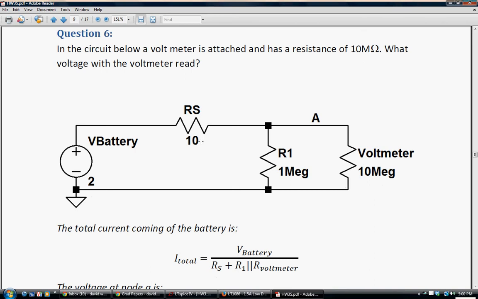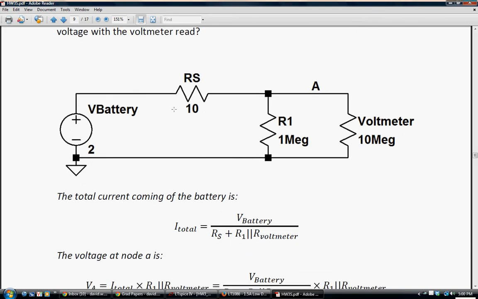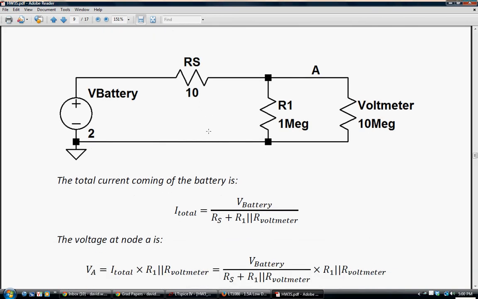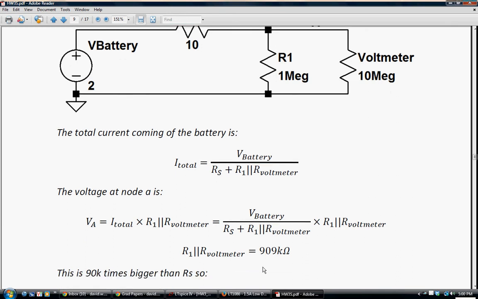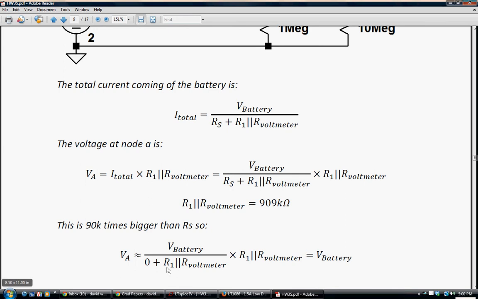Same thing in number 6, because even though now RS is 10, it's still so much smaller than the parallel combination of R1 and the voltmeter, right? 10 ohms compared to 909 kilo ohms is 90,000 times bigger, and we'll still read about the battery voltage.